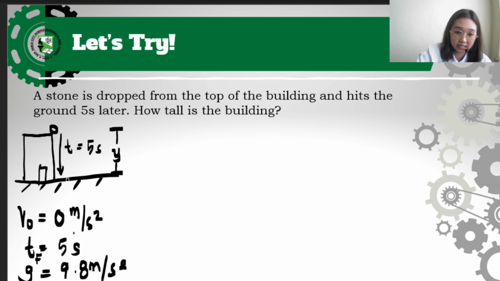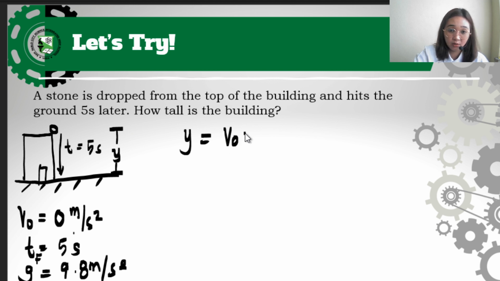Since the motion of the ball is straight downward, we could use the equation y is equal to v0 t plus 1/2 g t squared. Okay? So, positive y because it is going down. This is what we are looking for, the y.